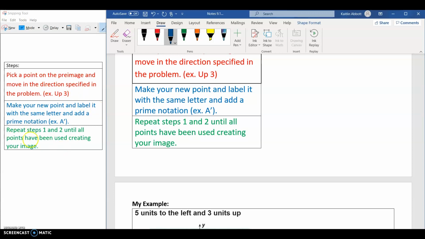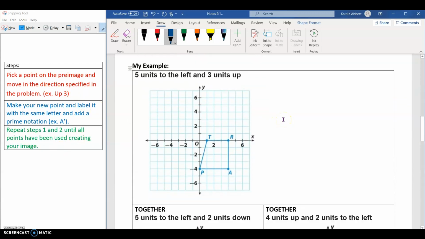So here are the steps to the left. Those are going to stay there. And now I'm going to do my first example with you. All right, so our instructions are to move 5 units to the left and 3 units up. So step 1, I'm going to pick a point on the pre-image and move it in the direction of the specified problem. I'm going to start with T, and so from T, I'm going to put my cursor on my pen on T.